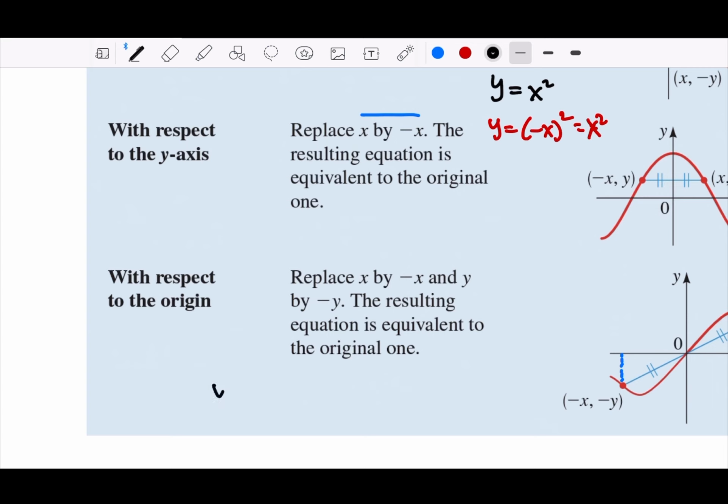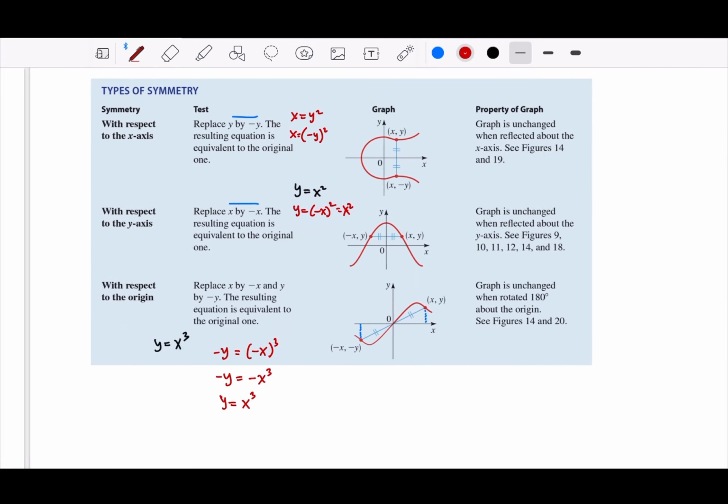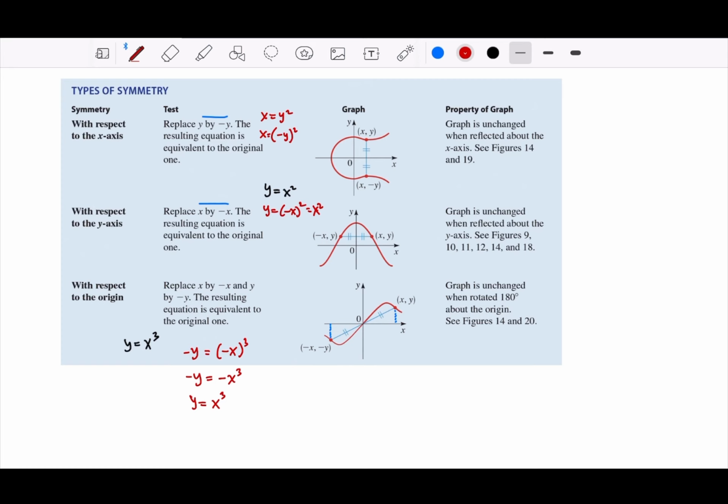For example, maybe the cubic, if we replace this, we get the same result as the original one, right? Okay, well, that's the symmetry.